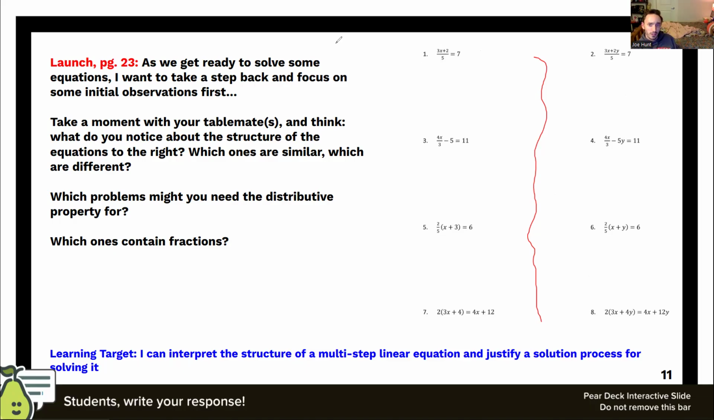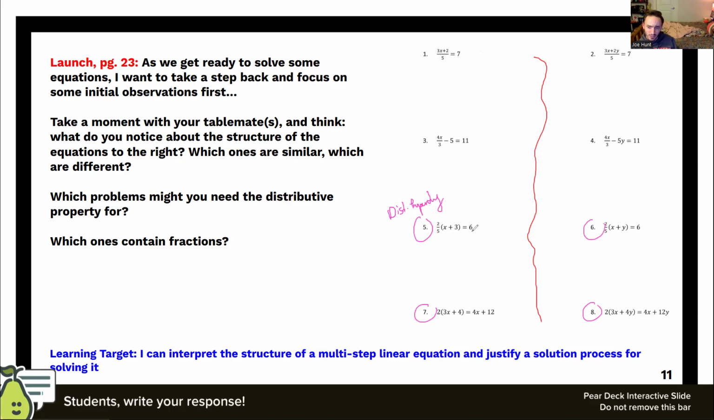Something else that I'm noticing, as I'm making some observations about the structure of the problem, is that I'm going to see problems 5, 7, 6, and 8. Each of those might need me to use the distributive property before I get to the next step in solving, right? That 2/5 on x plus 3, the 2 on 3x plus 4, I might need to multiply those on there before I can go any further, right?